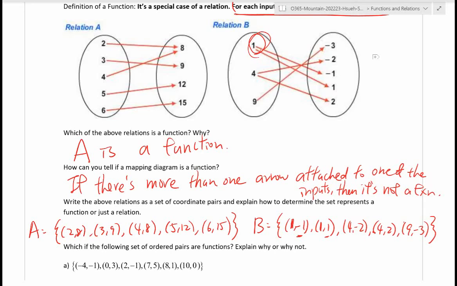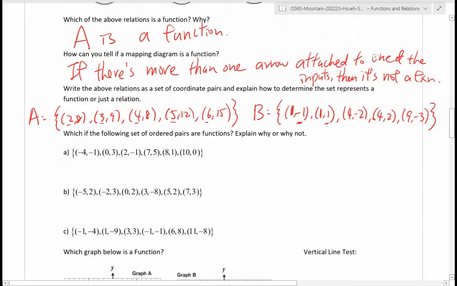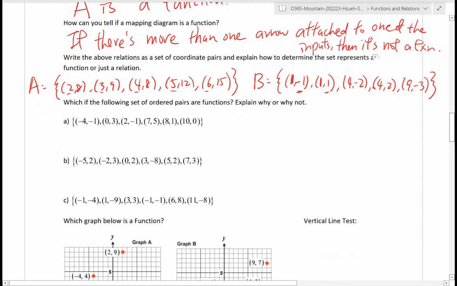So that's how you tell, okay? If you just look at the inputs, they should all be different, otherwise it's not going to be a function. Okay, so here are 3 examples. I'll let you think about it and tell me which one is a function and which one is not a function.